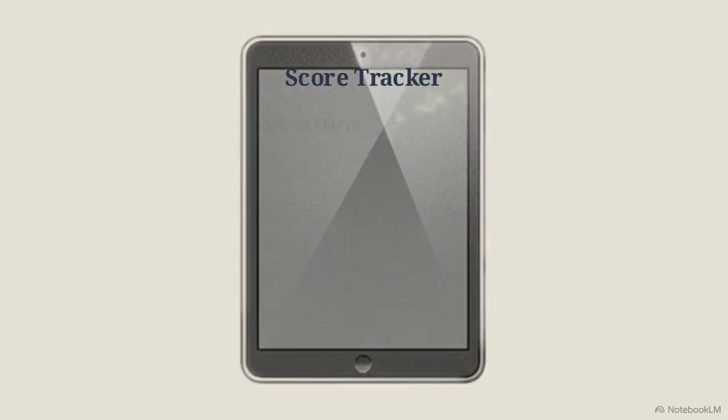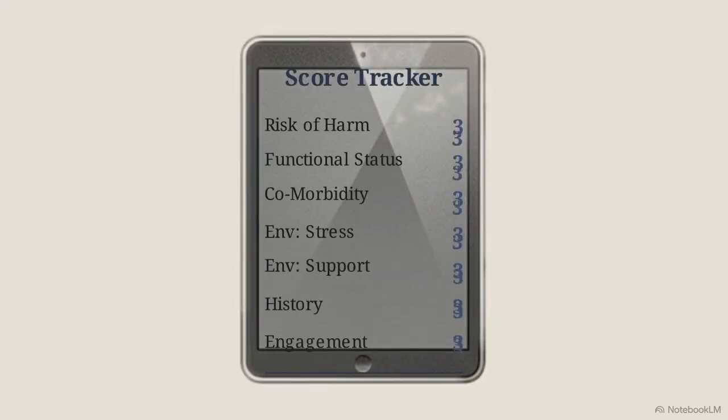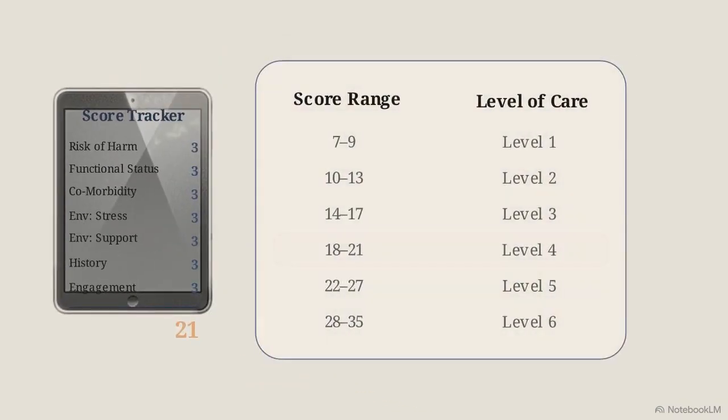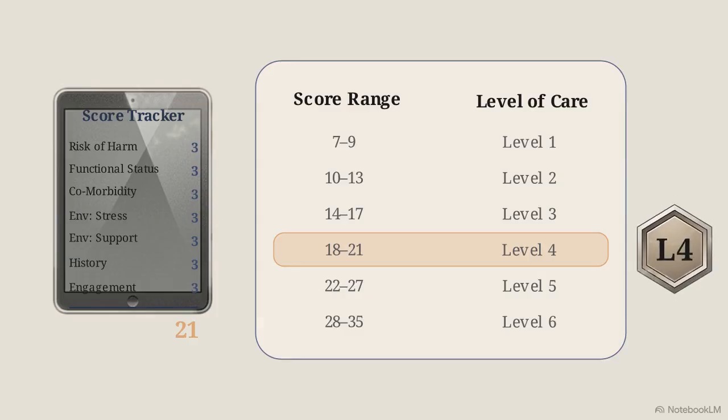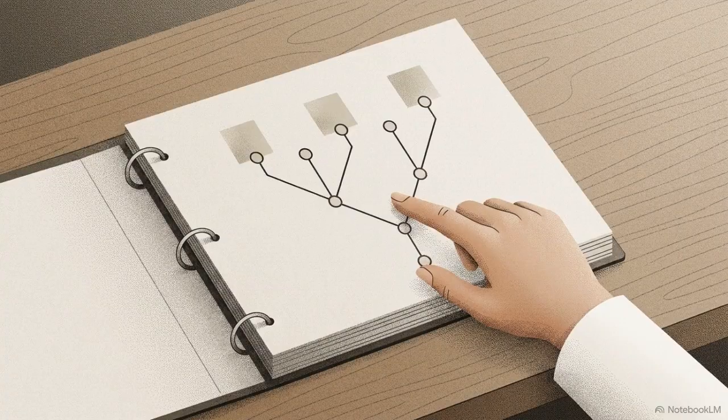Now we sum the 7 ratings. Our client's walkthrough results in a total composite score of 21. According to this grid, a score of 21 estimates a need for Level 4 services, which are medically monitored but non-residential. However, the placement grid is only a starting point.